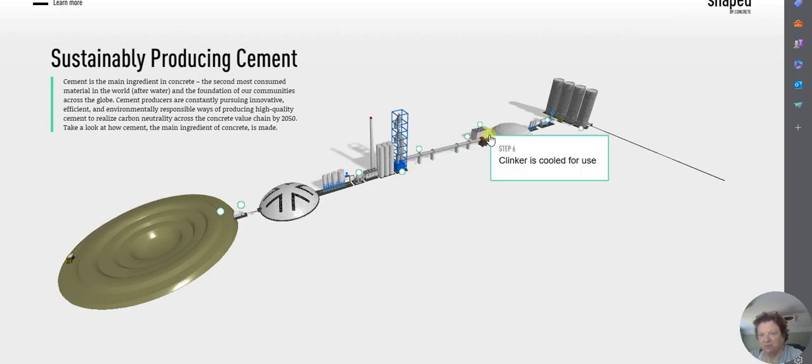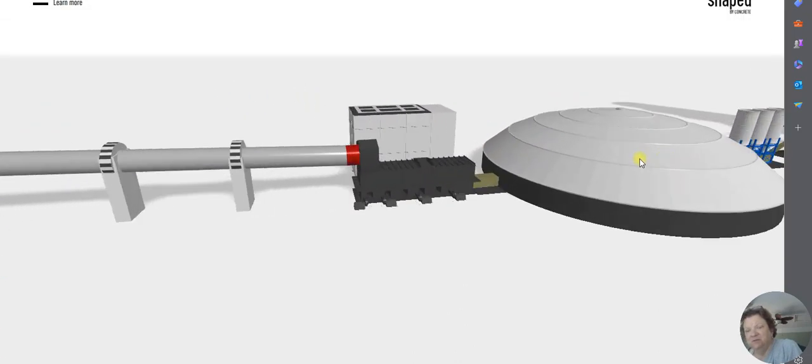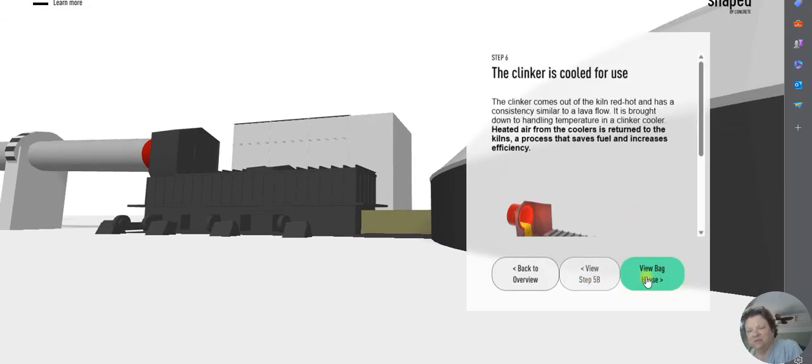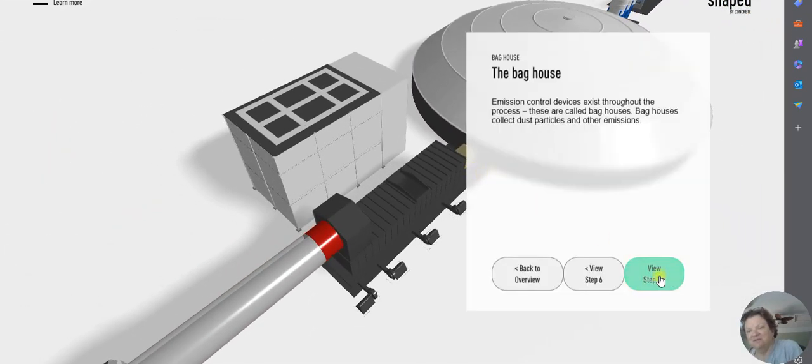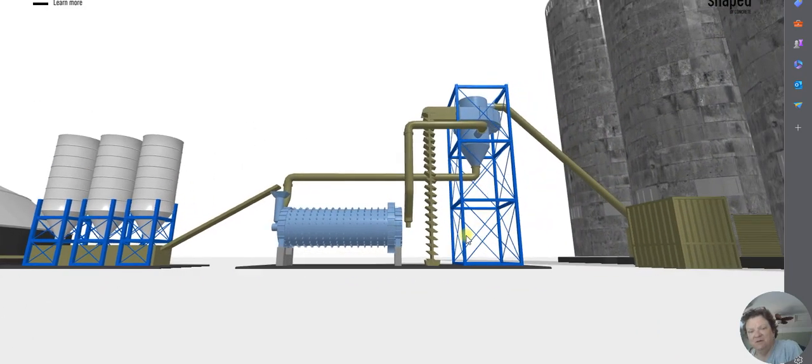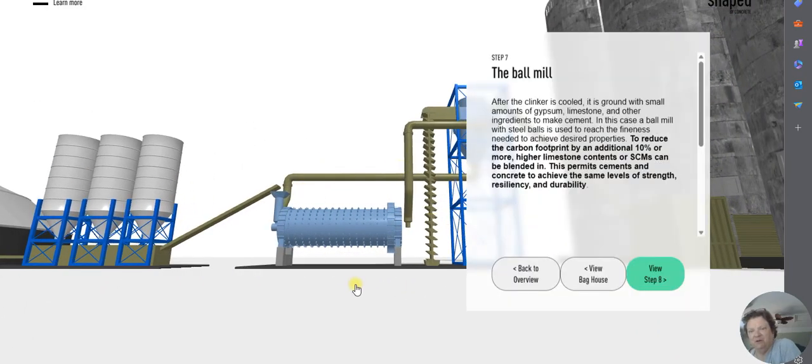So the ball feeders are after the clinker, and so kiln, formation of the clinker. The baghouse is for your emissions. Clinker is where it's cooled, and then we go to the baghouse, and then one step further, and there we have the ball mill. As the clinker is cooled, it's ground into smaller amounts of gypsum, limestone, and other ingredients to make cement.